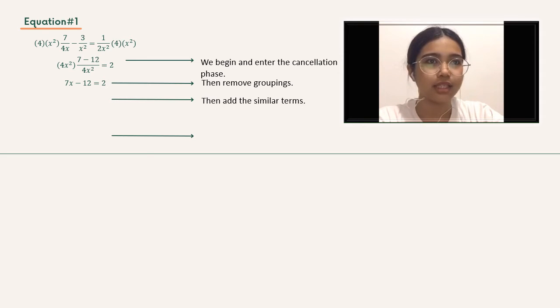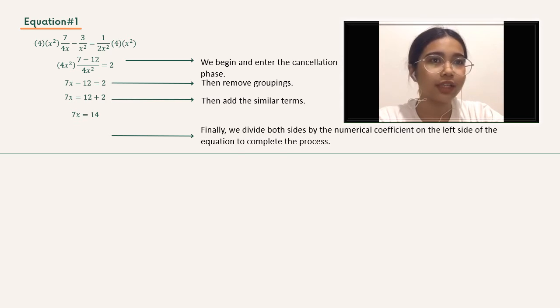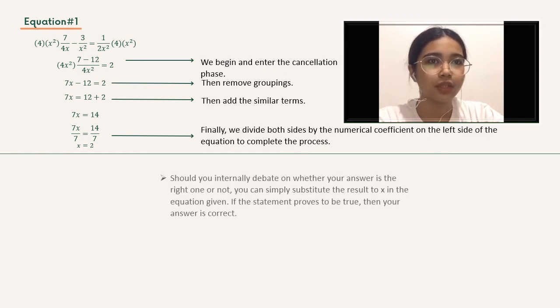Then add the similar terms. 7x equals 12 plus 2. 7x equals 14. Finally, we divide both sides by the numerical coefficient on the left side of the equation to complete the process. 7x over 7 equals 14 over 7. x equals 2.